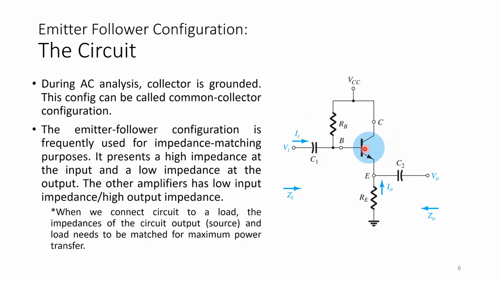The emitter follower configuration is frequently used for impedance matching purposes, because we said that the gain is 1. So what's the purpose? It's actually for impedance matching. It presents a high impedance at the input and a low impedance at the output. The other amplifiers that we have covered have low input impedance and high output impedance, but this one is different. So why do we need something different? It is because when we connect a circuit to a load, the impedances of the circuit output, meaning the source, and the load need to be matched for maximum power transfer. So whatever you connect next after the output circuit has to match. So if this is low, this has to be low as well.